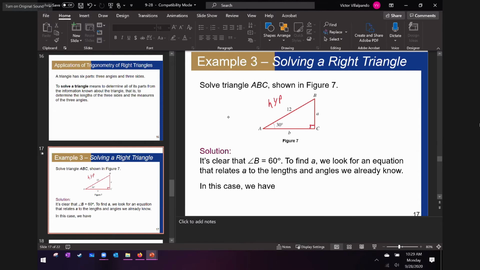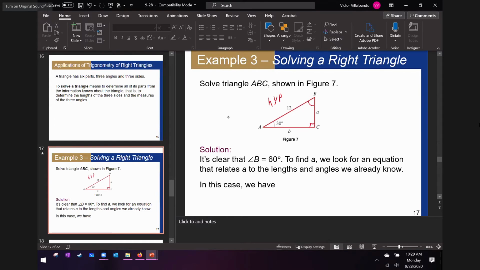To find this missing angle, we can do 90 plus 30, because the total sum should be 180. So 90 plus 30 is 120. And then 180 minus 120 is 60. I think so, right? 60.